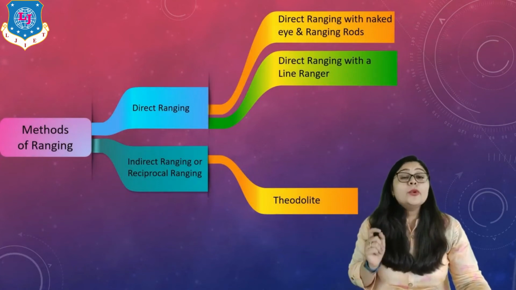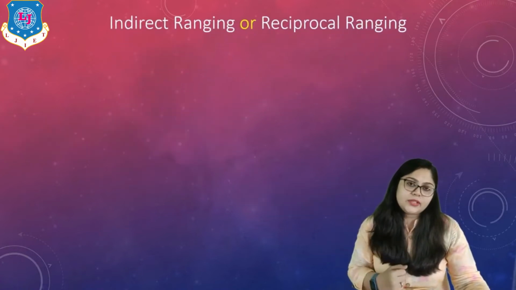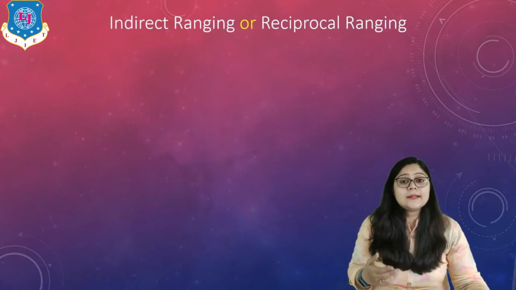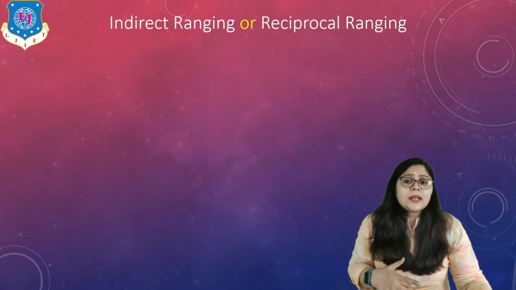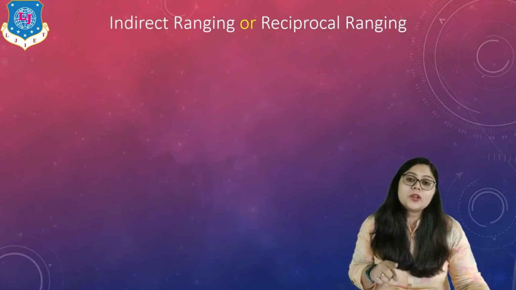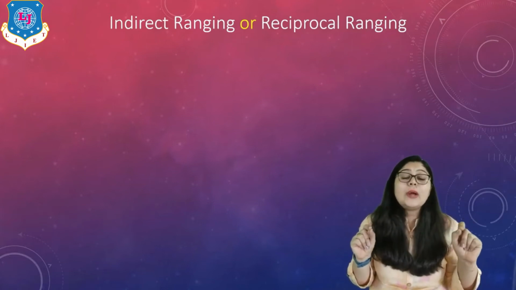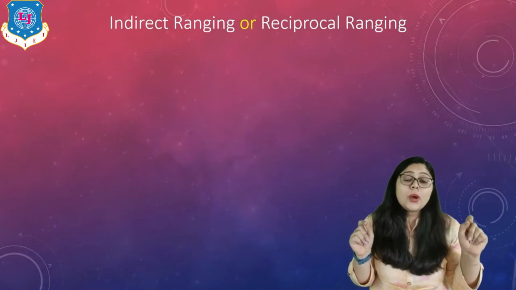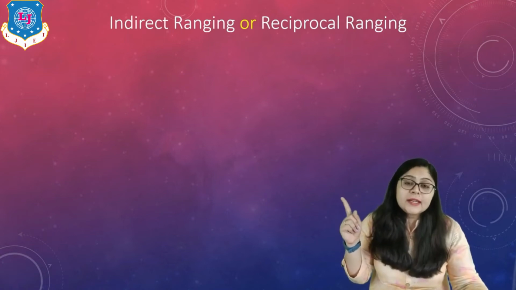Now lastly and most importantly, let's go for indirect ranging or reciprocal ranging. It is also known and asked as reciprocal ranging many times. So the question is, direct ranging and indirect ranging, what is the difference? The difference is, direct ranging is possible when two stations are visible, but if, due to any conditions, the two end stations are not visible, then that is known as indirect ranging.